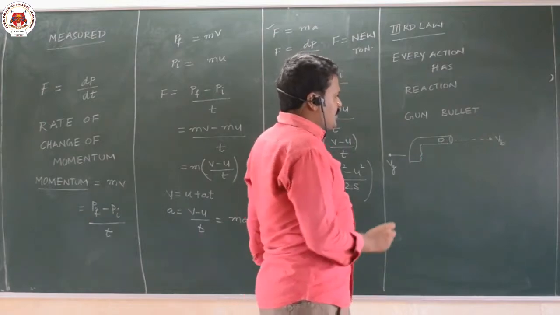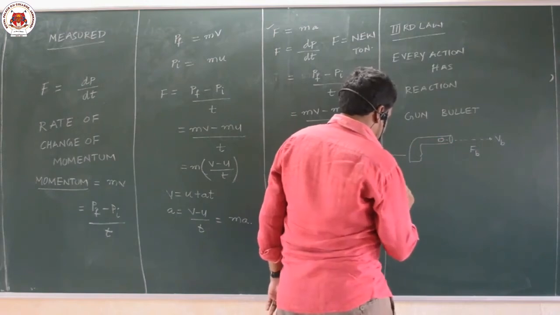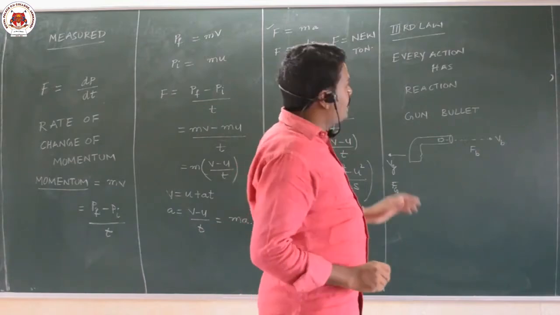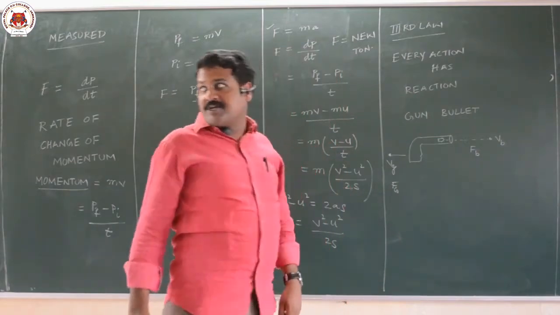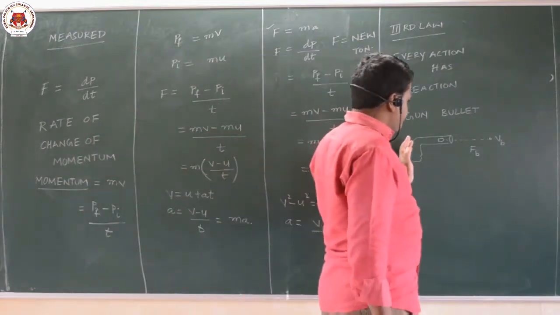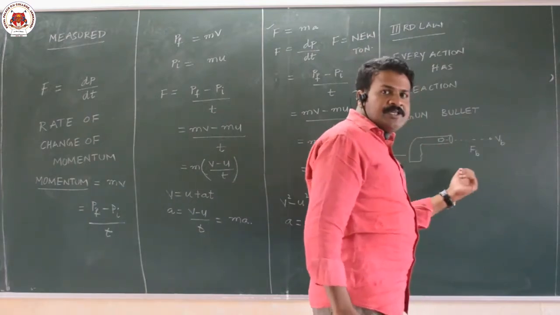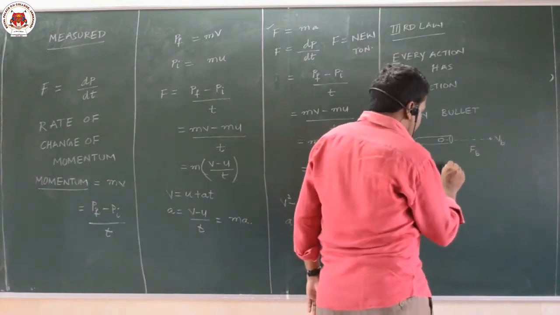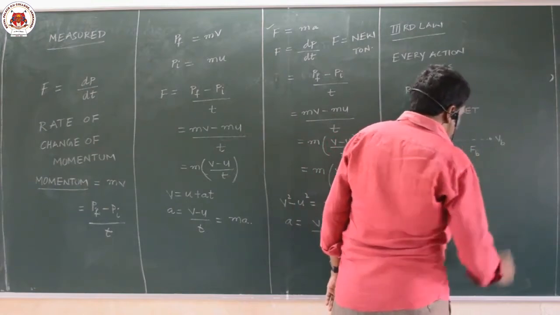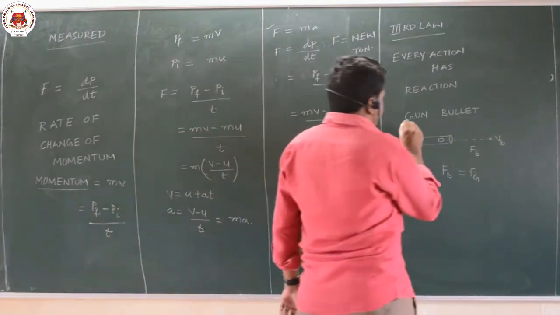The force experienced by the bullet is equal to the force experienced by the gun. One will be action, the other will be reaction. Both will be equal according to Newton's third law. Forces always occur in pairs. When you take one as action, the other will be reaction. So you can write: force experienced by bullet is equal to force experienced by gun. This is one example of Newton's third law. One more example you can take is collision.